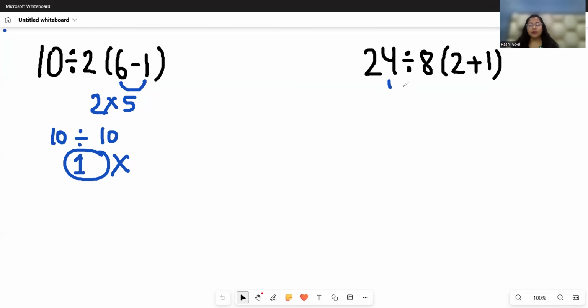Now let's try this one. What they do: 2 plus 1 is 3, 8 times 3 is 24, and 24 divided by 24 is 1. This is also the incorrect answer. So what is the right approach then?